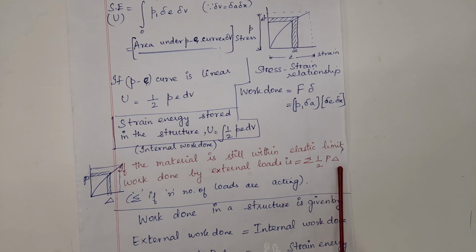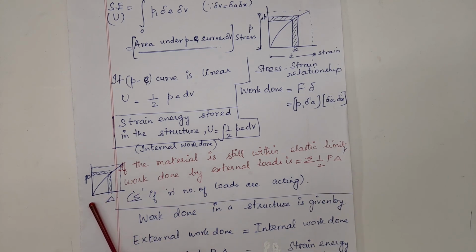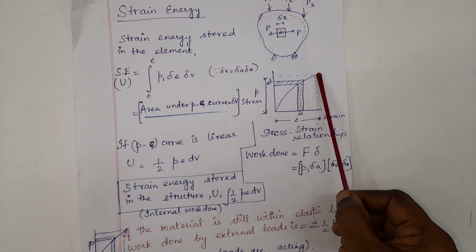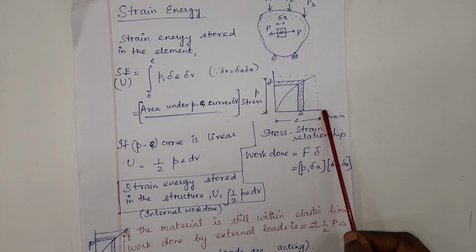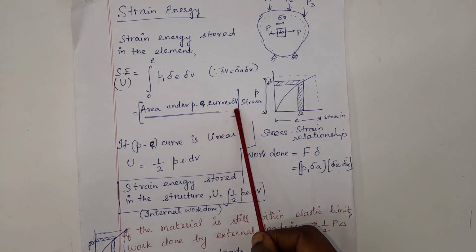Delta denotes deflection. In a load deflection curve, like I did for the stress-strain curve, if the load deflection curve is a linear line, then to find for any element and for the whole structure, I find the summation of half into base into height. It is like a triangle below this load deflection curve. I told you, if it is nonlinear, we take the area of this portion, the area under the stress-strain curve into delta V.